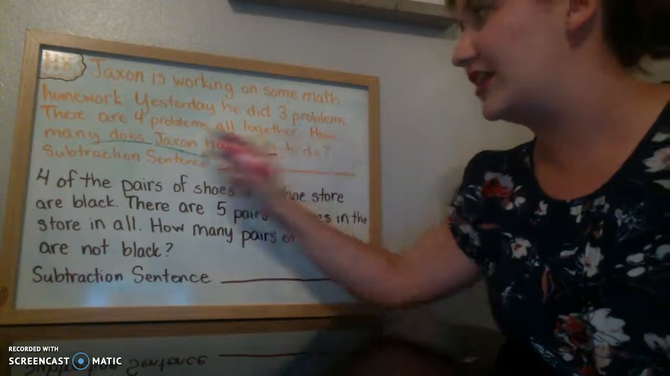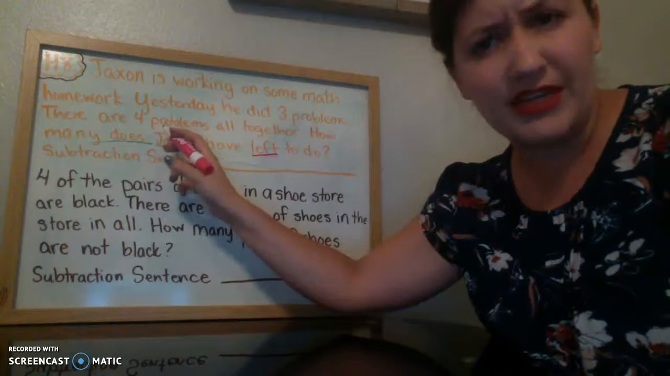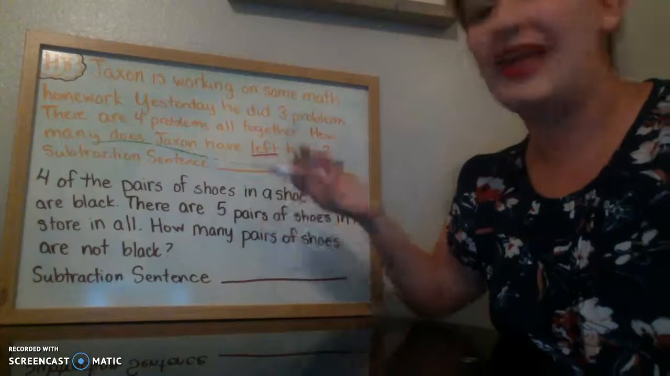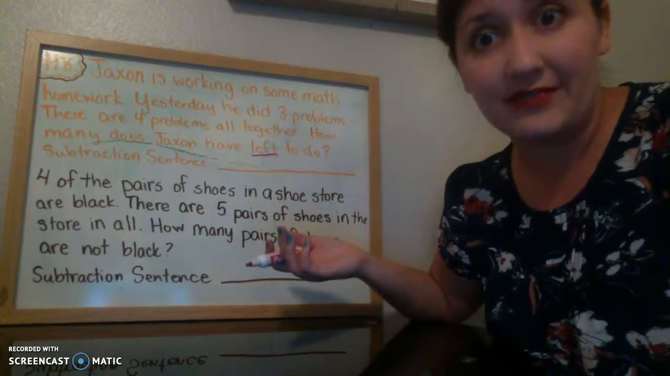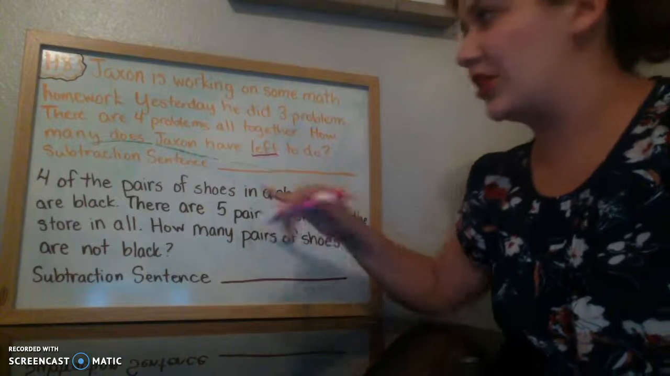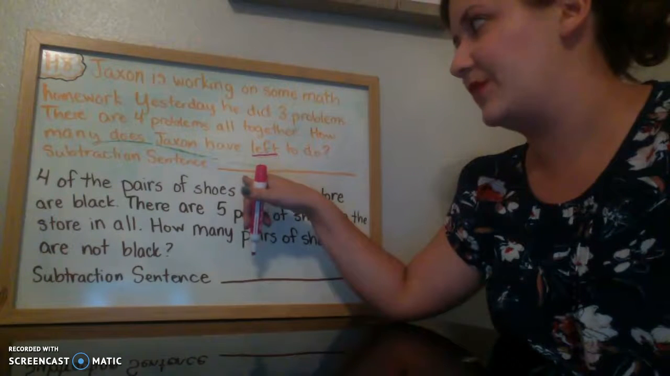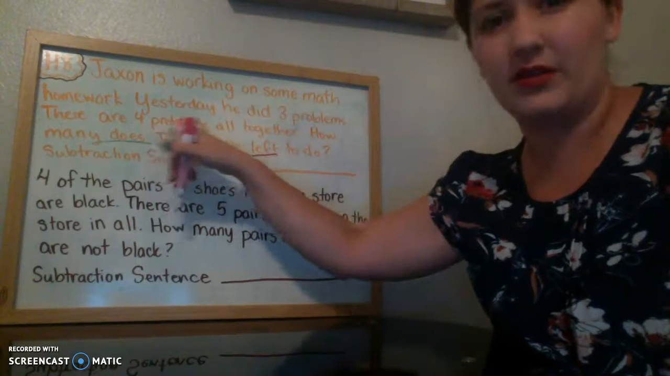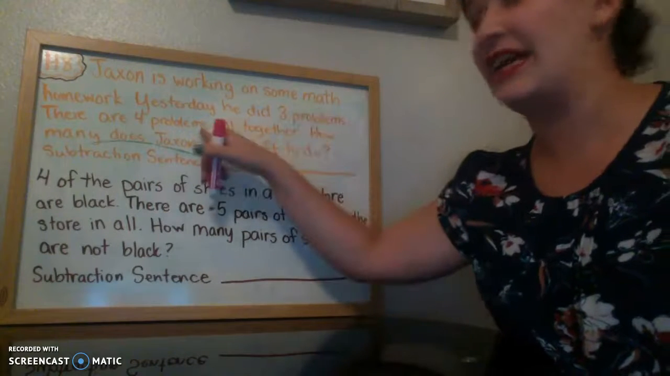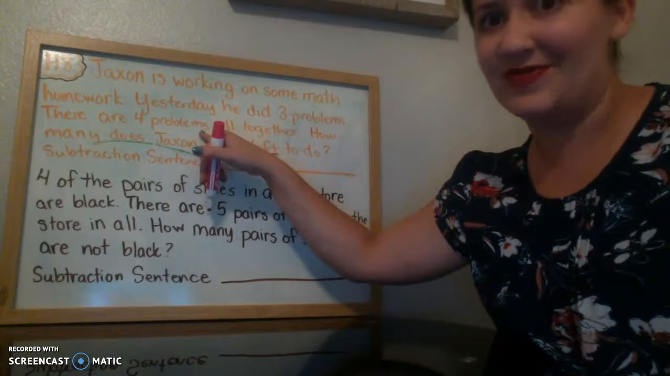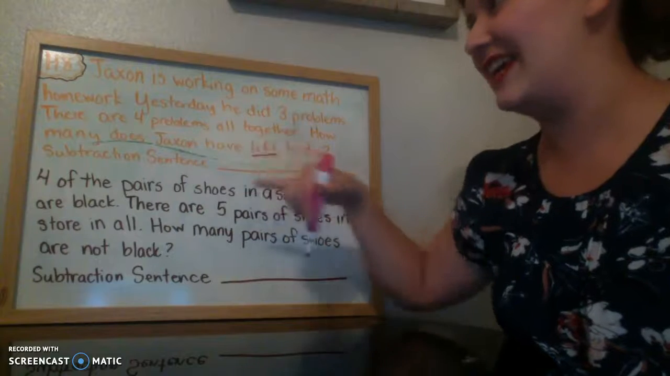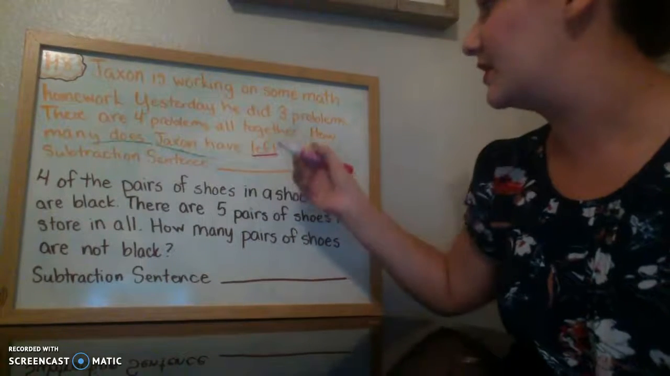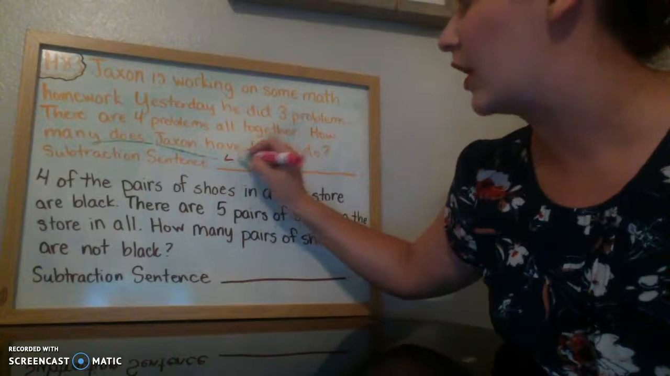Now, are we trying to get the total number? No, because we already have that. We want to know, since he did 3 and there's 4 total, how many does he have left? Now, we're going to write a subtraction sentence. We need to start out with the smaller number or the bigger number? How many he did or how many he has total? I bet you got it. How many he started out with? So he started out with 4 problems. So our number that's going to come first is 4.